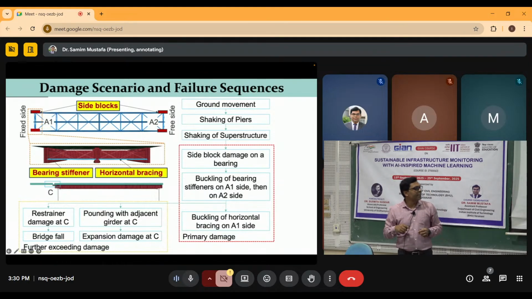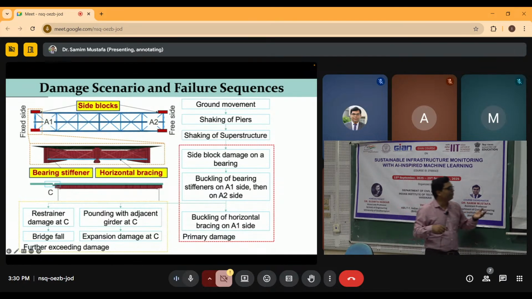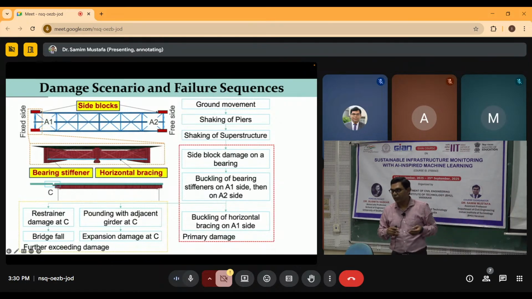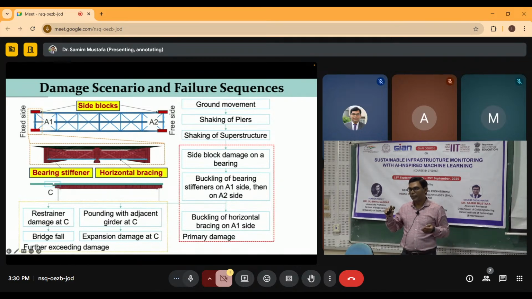Further extended pounding will occur, then expansion joint damage, and then if there is further damage, the bridge will fall, the entire bridge will collapse. Suppose a major earthquake happened. Immediately after the earthquake we want to know whether the bridge is safe to use, because if it is not safe, we should immediately stop the movement of vehicles.